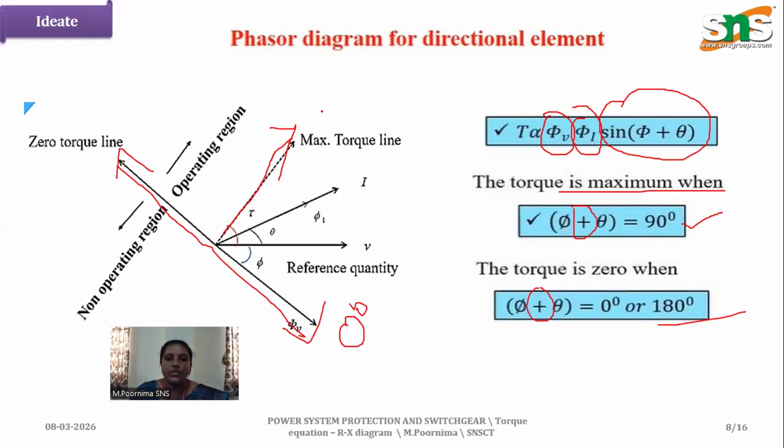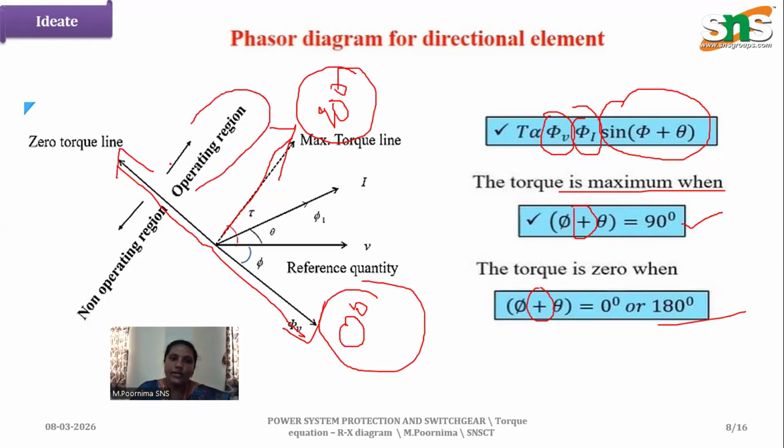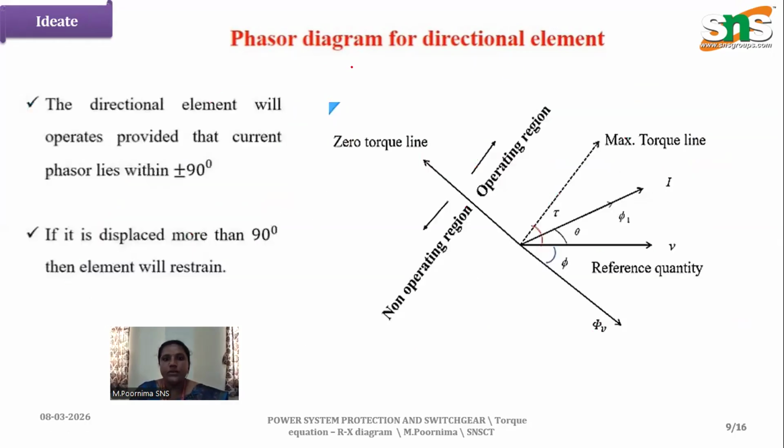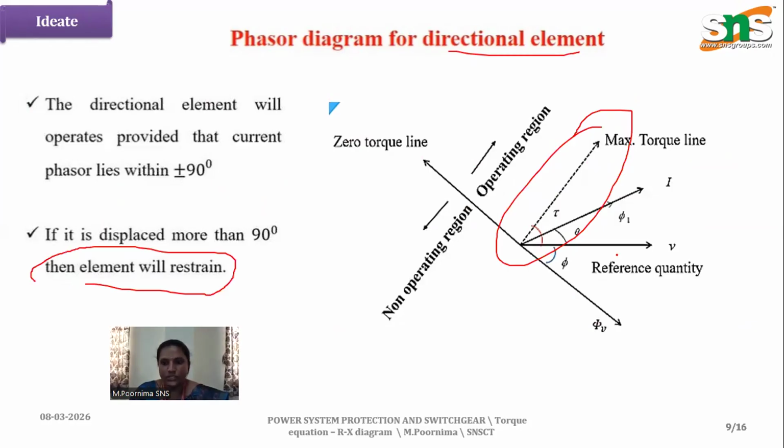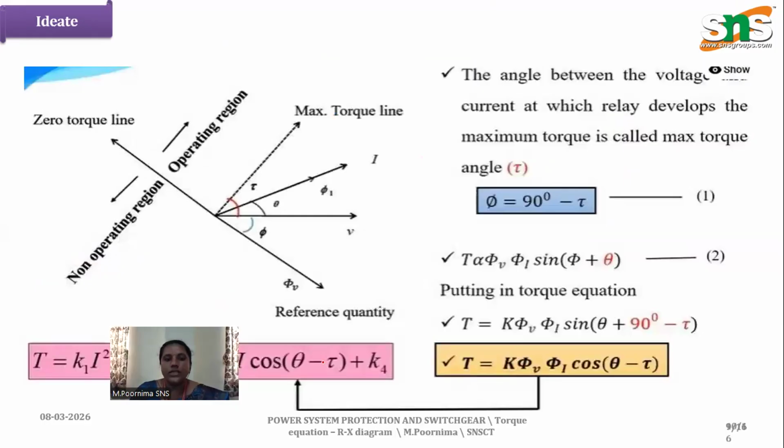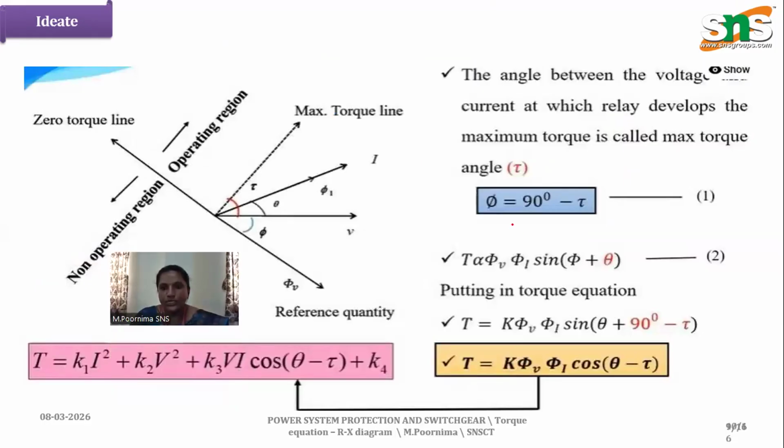At 90 degrees the torque is maximum, and at 0 or 180 degrees the torque is 0. So around 90 degrees we have an operating region, and the other is a non-operating region. This is the phasor diagram of the directional element. Here it is also the same: plus or minus 90 degrees is the operating region, and beyond 90 degrees the relay will remain restrained.